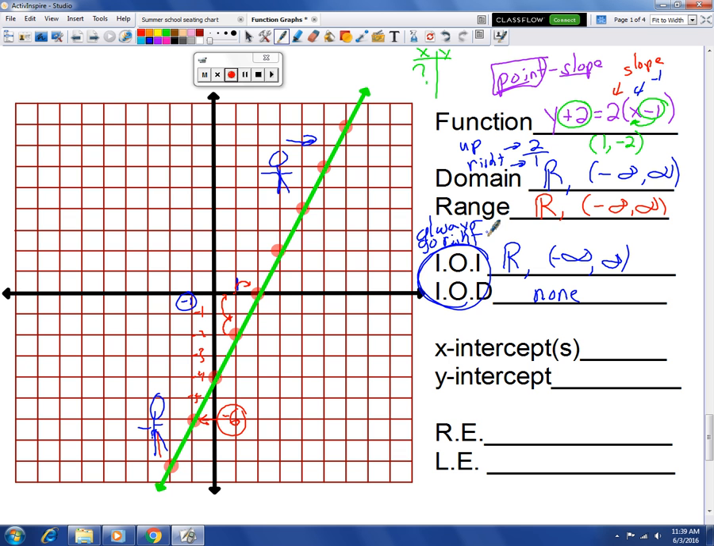X-intercept. Here it is, on the x-axis, 2. Y-intercept. Well, it's hard to see up here in the equation because it's in point-slope form. If it's in slope-intercept form, it'd be easy, but it's not. So, graphically, what is it? Y equals -4.